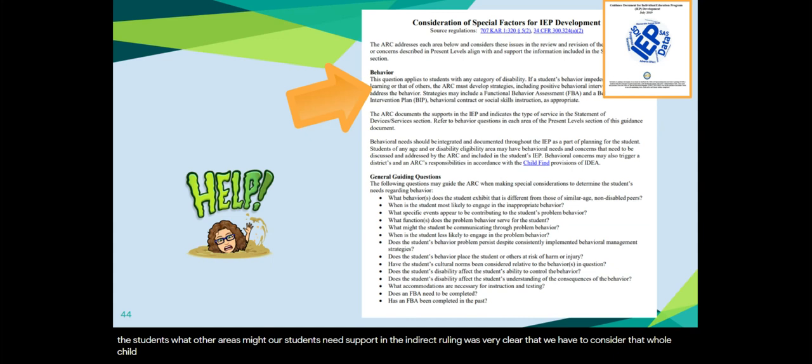So when you're looking at considerations of special factors, I've got a big orange arrow here that I'd like you to really hone in and highlight and circle this section. When you're looking at the very first question on Kentucky IEPs for considerations of special factors, the first question deals with behavior.